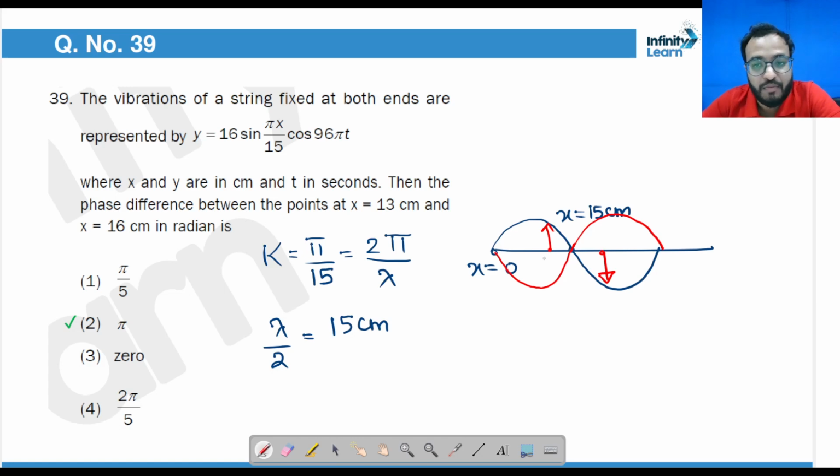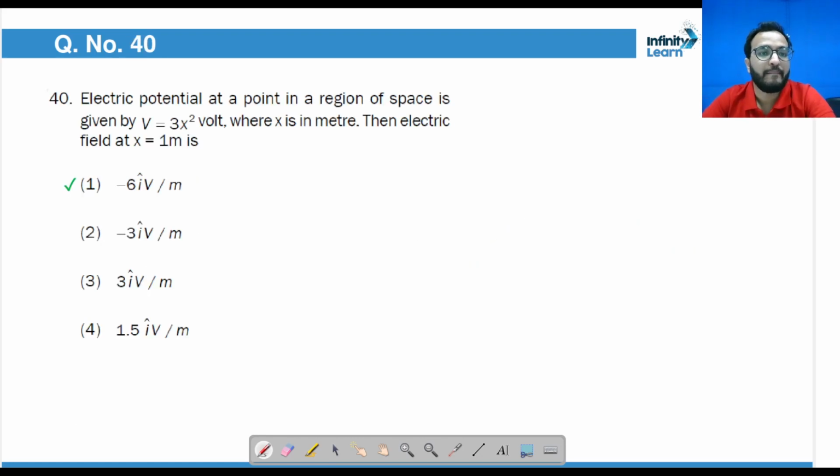Now they are talking about two particles. One is at x equals 13 here and another one is x equals 16, which is here. So they are in the adjacent segments, that means on the different sides of a single node. So whenever we are talking about particles on two different sides of a single node, then obviously they will have a phase difference of pi. I have already discussed this in today's lecture only.